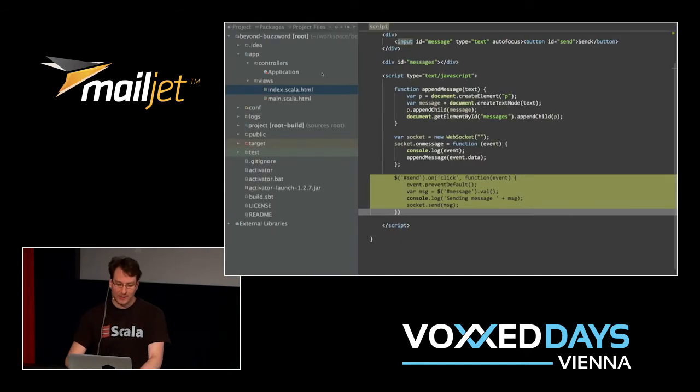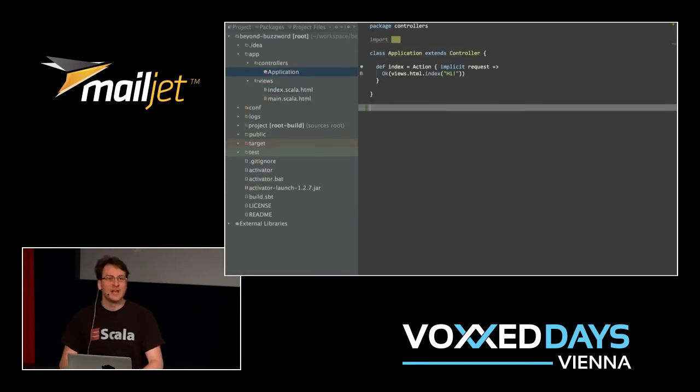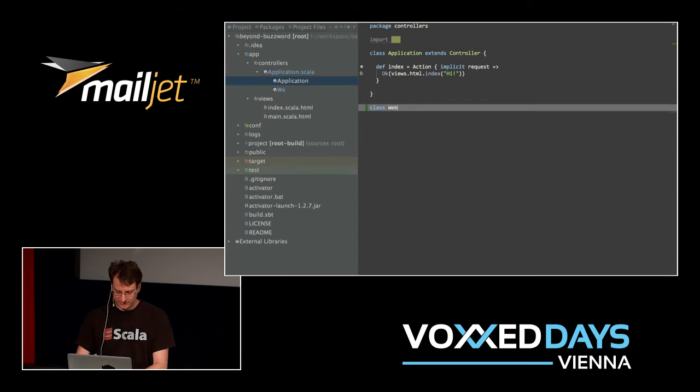The first step, what I want to do, is go in there and build my WebSocket connection on the server side. So what I'm going to do here is make a new class called WebSocketClient. And this thing is an actor.